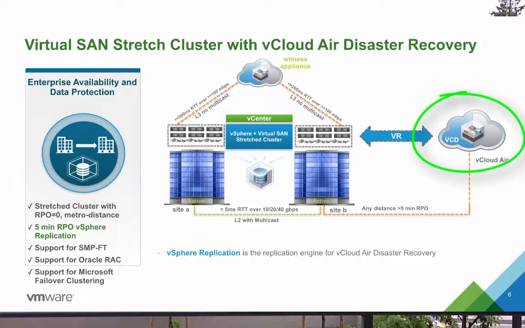vCloud Air leverages vSphere Replication as its default engine for moving and replicating workloads inside of disaster recovery as a service. So by adopting vSAN and utilizing stretched clusters, all of these cool technologies, you're also integrating seamlessly with what you're probably already doing with disaster recovery as a service in leveraging vSphere Replication. So there's really no change to the architectural construct. All we're doing is making it more widely available across greater distances.